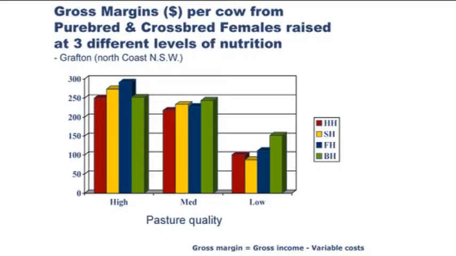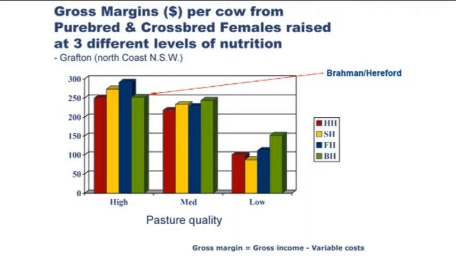Looking at the slide, you will see the different breeds outlined under the three different levels of nutrition, high, medium and low, there are clear differences. And it's important to note how there is a re-ranking of the different breed combinations under the different nutritional levels.